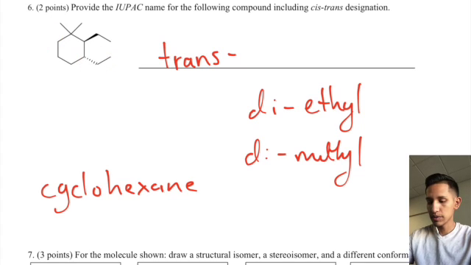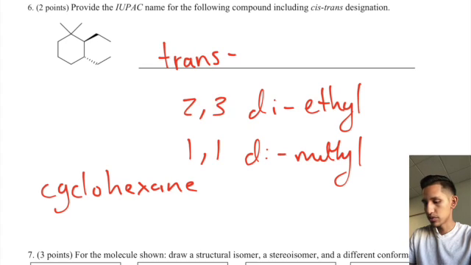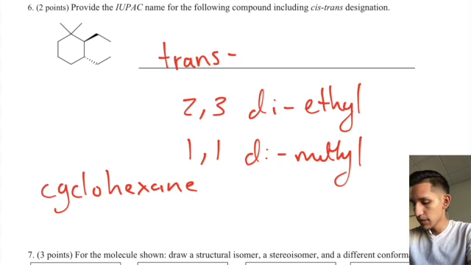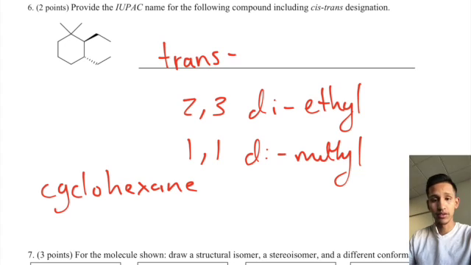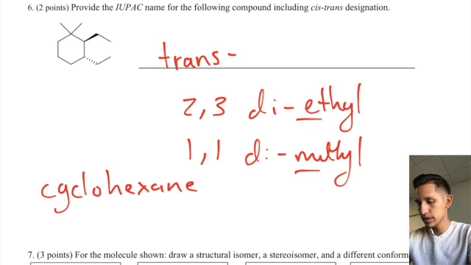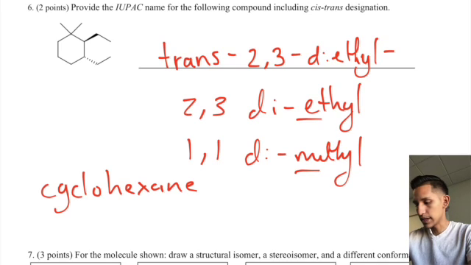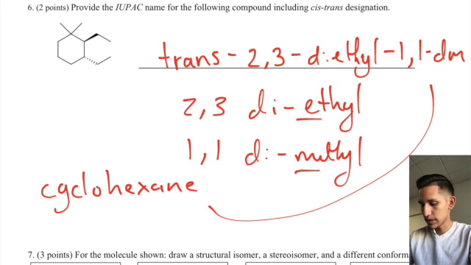So then we're actually going to be labeling these methyls as 1, 1, and the ethyls are going to be our 2, 3. And so when we put that all together, we're going to go ahead and put our ethyls first because the E comes before the M in the naming. So we're going to be trans-2,3-diethyl-1,1-dimethylcyclohexane.